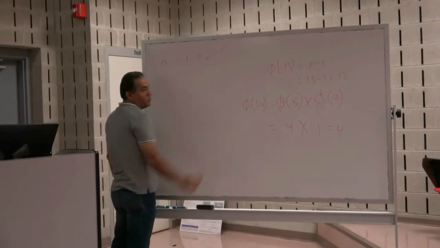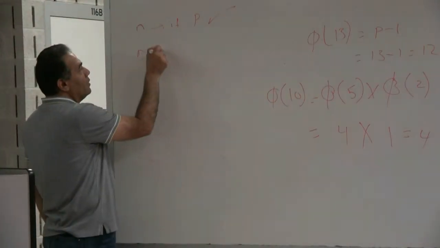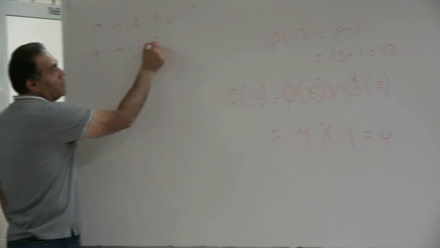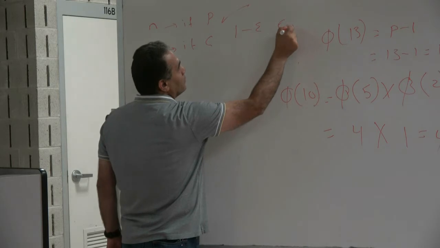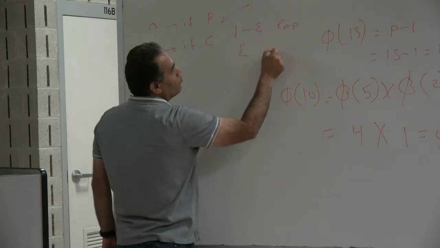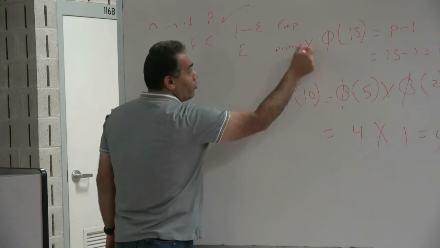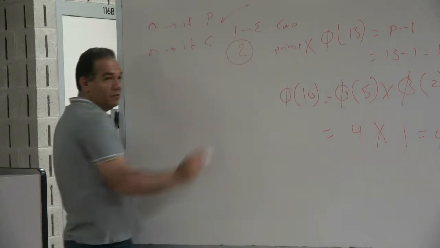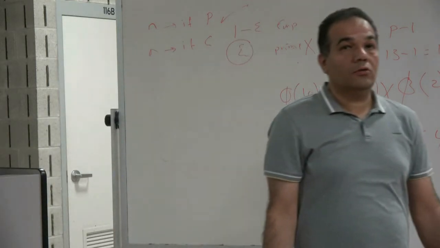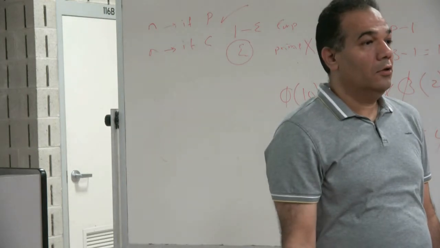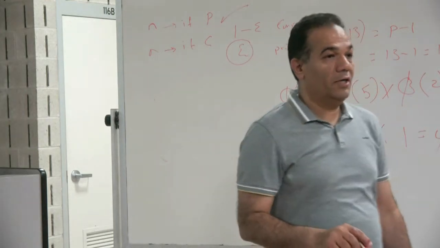One more time. If the number n, you test if it's a prime, it will tell you 100% it's a prime. If n is a composite, with probability 1 minus epsilon it will tell you it's a composite. And with probability epsilon it will tell you it's prime. That's wrong, but it's a very low probability. How can I reduce the epsilon? By doing the test multiple times, right?